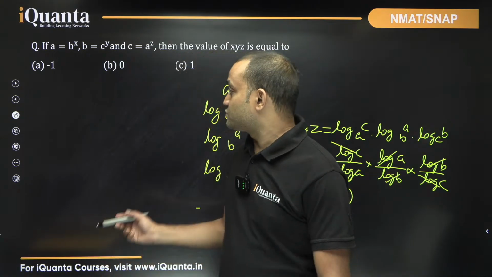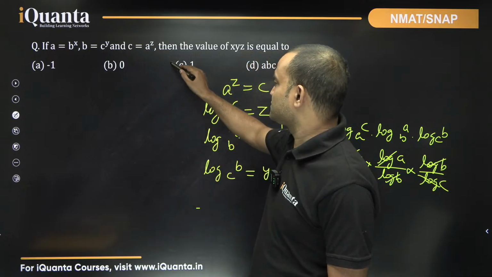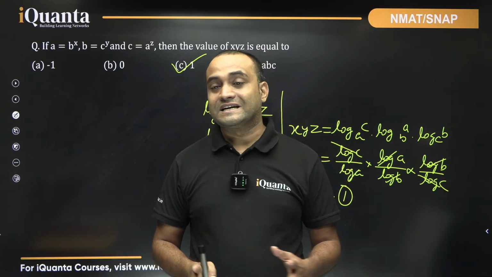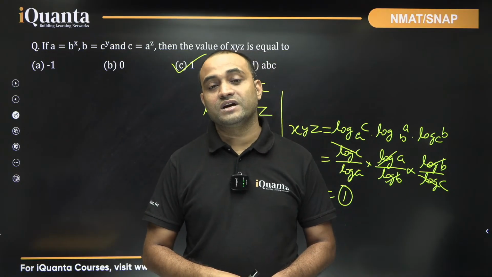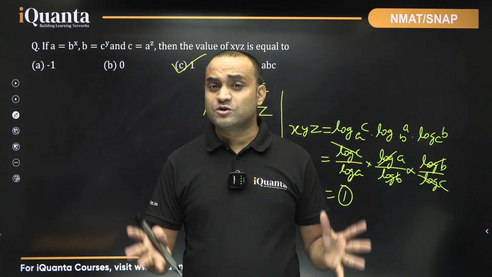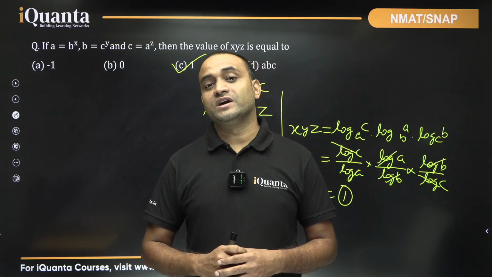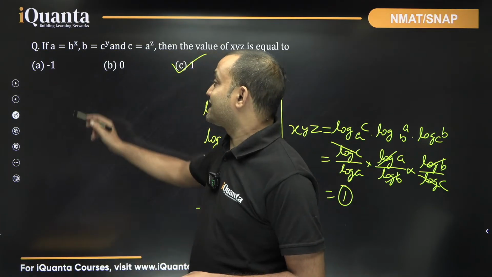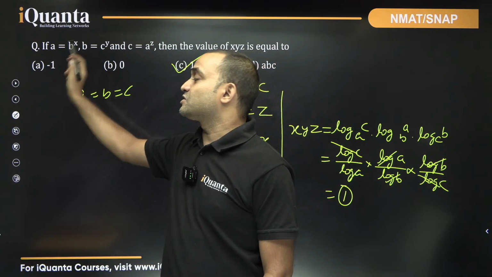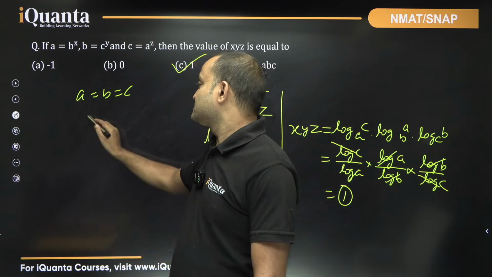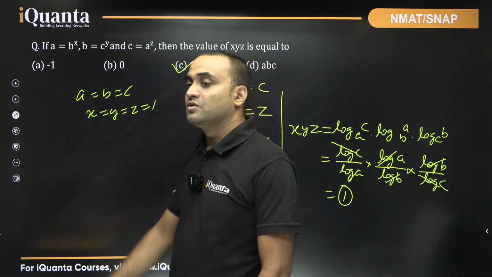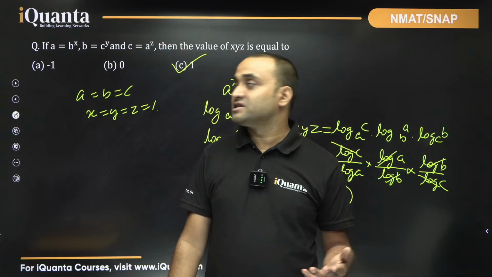Now this was a very easy expression, so it's easy to solve, but sometimes you get complicated expressions like this, and you don't know how to proceed. Then you can take all of them as equal value. If no condition is given, you can take all of them as equal value. I can take A is equal to B is equal to C. So A is equal to B to the power X. Can I say X will be equal to Y will be equal to Z will be equal to 1? So X into Y into Z is equal to 1.